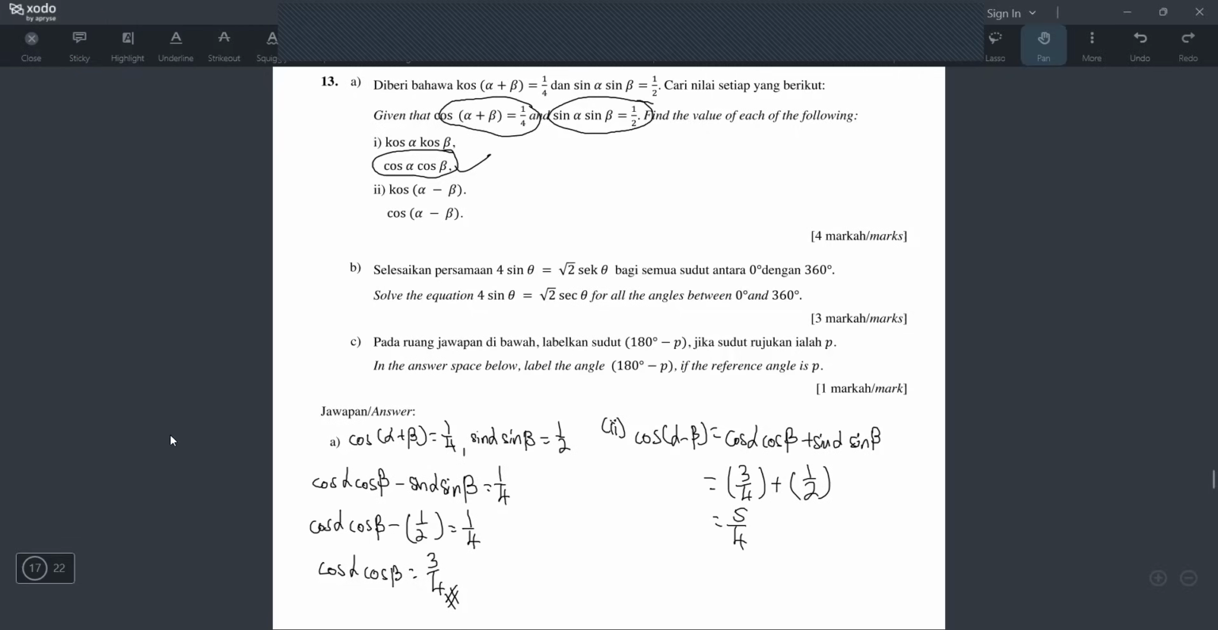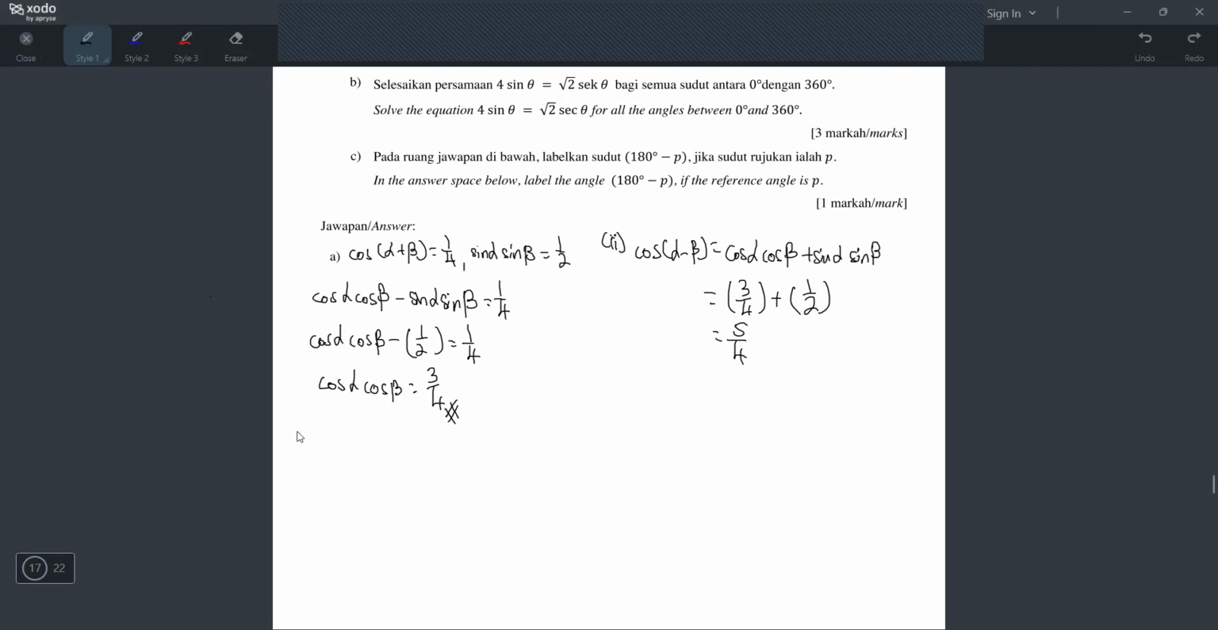Okay, now for the B question. Let's scroll it down a bit. Okay, I'll do my B here. So they want me to solve the equation 4 sine theta equals to square root 2 sec theta. And then they want me to solve the equation for all the angles between 0 and 360. So they want you to solve, means this is a solve question. It means they want you to find theta, right?